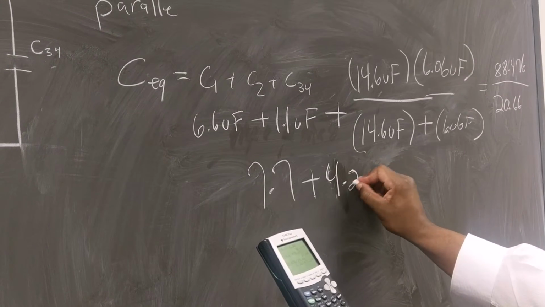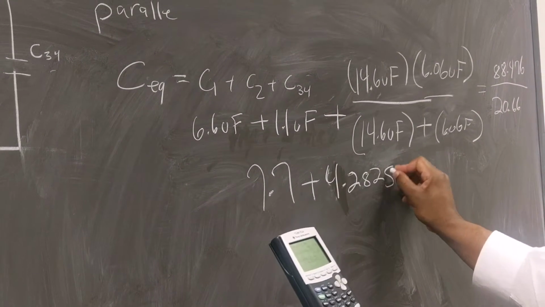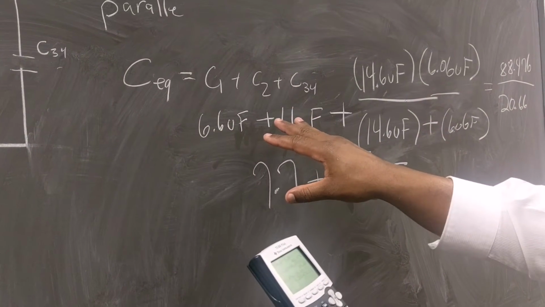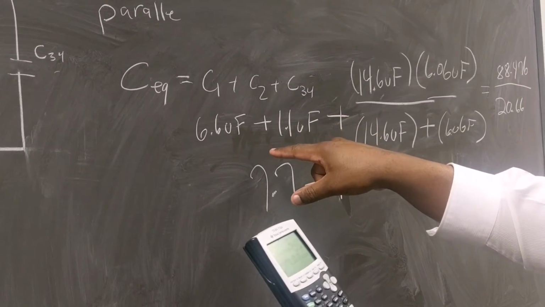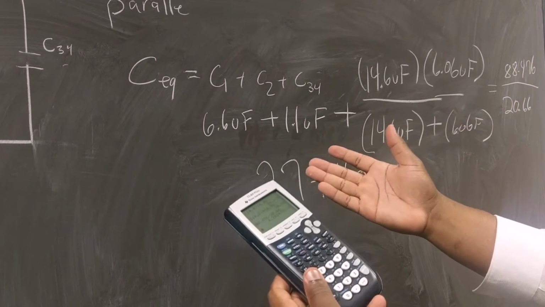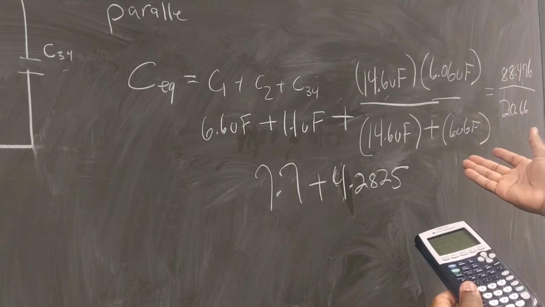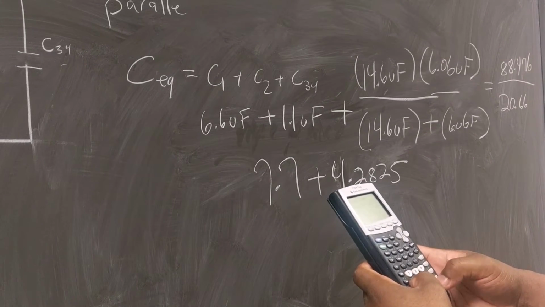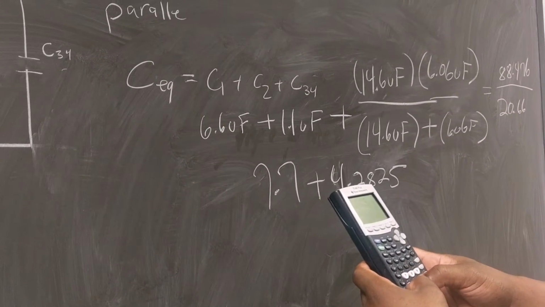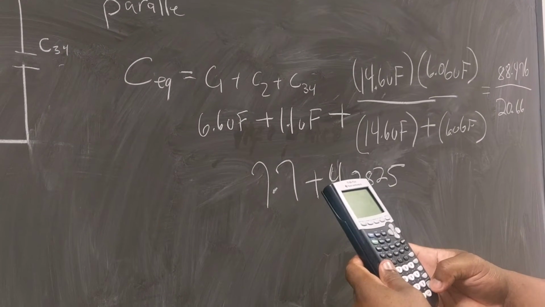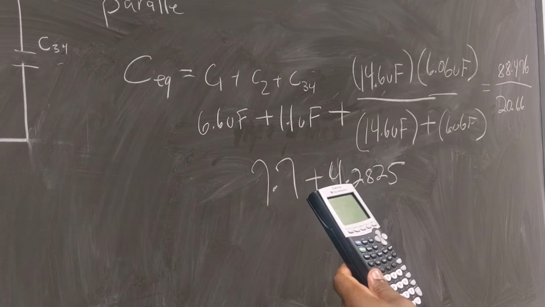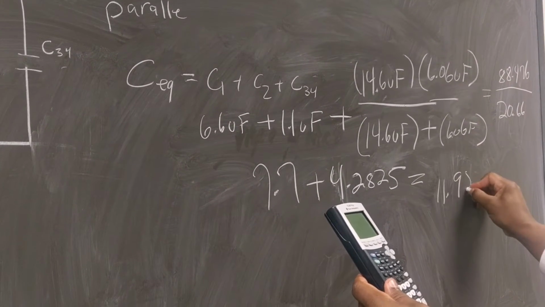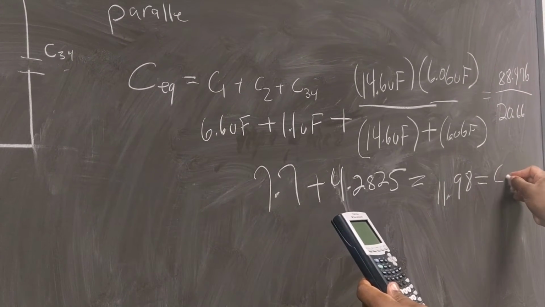And then as the final answer I'm going to add this part of the C1 and C2 together, combined with the C3,4 part. So I'm adding it all together, and I finally get the answer of 7.7 plus 4.2825, and my final answer is 11.98 equals the capacitance.